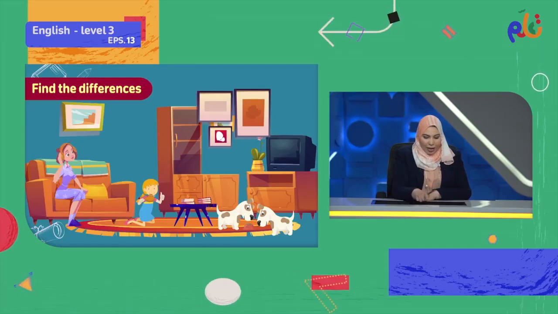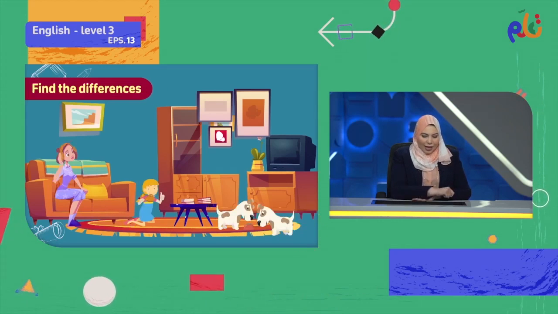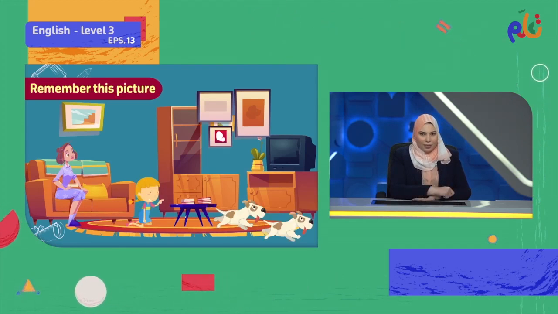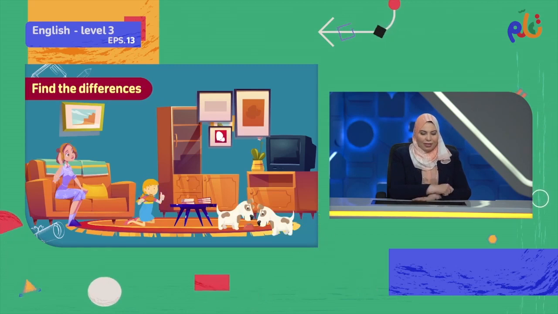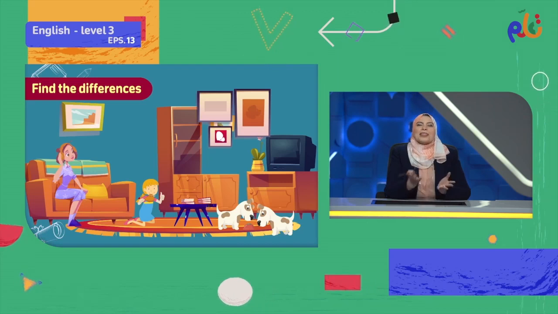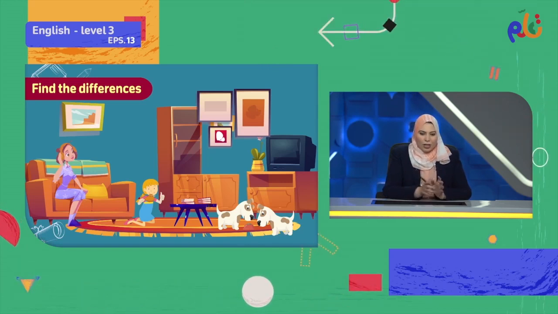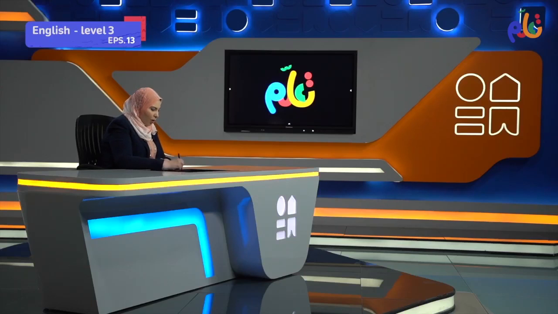So, here is the first and second. One more time. Here is the first picture and here is the second picture. Is it the same? So what's different between both pictures? What have I changed? Did I change something here? Yes. Okay, so let's now look at the answers.